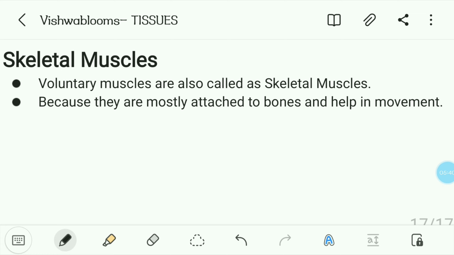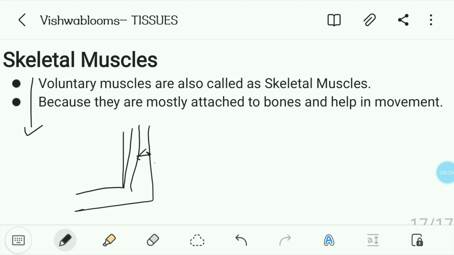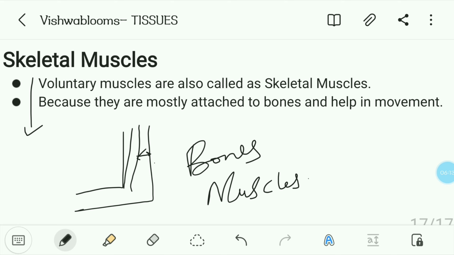Now skeletal muscles. The voluntary muscles, which I have just discussed, that means those in our control, are also called skeletal muscles, because they are mostly attached to bones and help in movement. These muscles are attached to the bones. Suppose a hand is there. We are able to see the muscle inside, and the bone is sticking to it. Both are attached. With bones and muscles only we are able to move our hand, right? That's what skeletal muscle is. Now next we will see striated muscles.